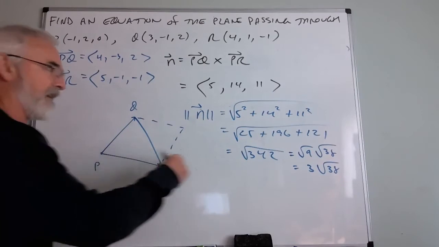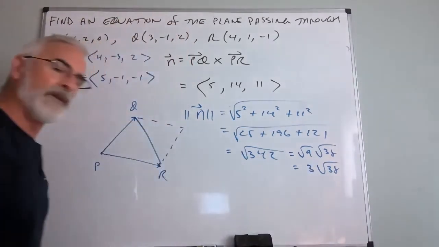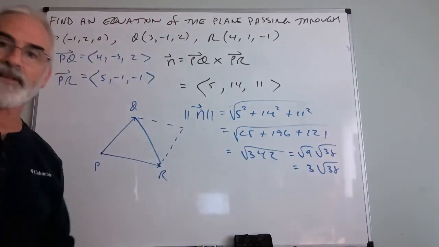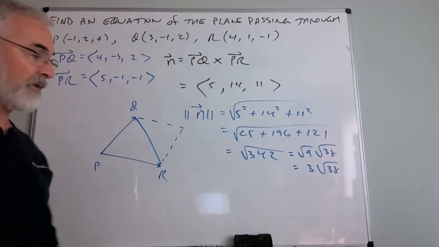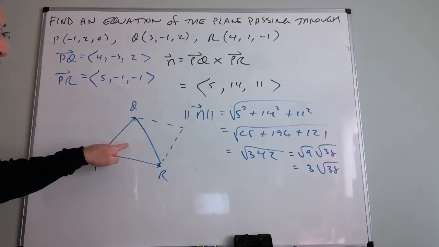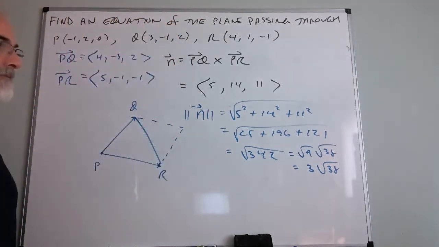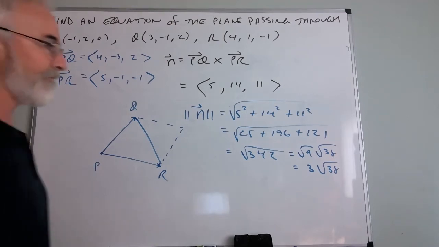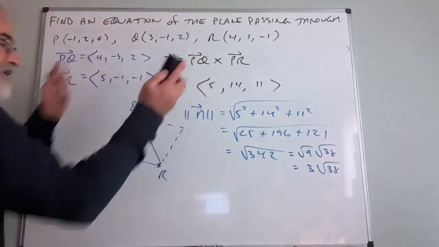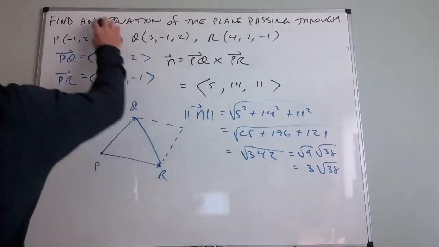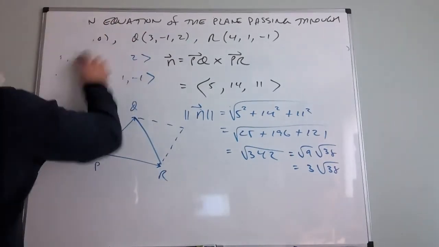Or I could just say, well, it's half of this number, because the area of a triangle is half the area of the parallelogram. So if I said, what's the area of the triangle determined by these 3 points? You'd say it's 3 halves, root 38. Oh, okay. That's not that bad. Okay. So that's some cool stuff we can do with planes. And that's not all we can do with planes. So let's keep going.